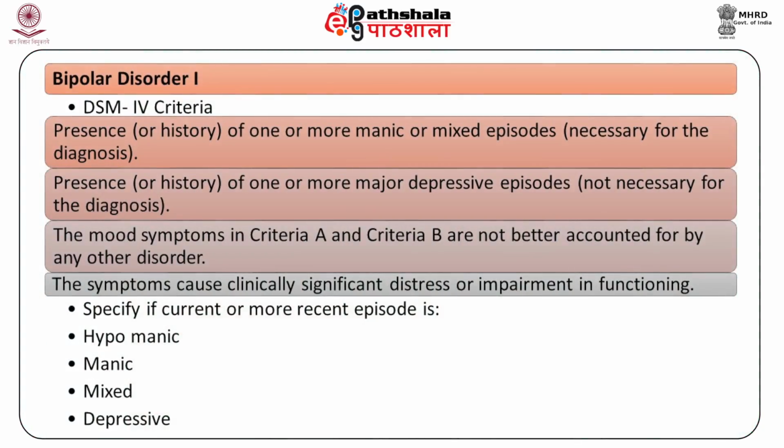First, bipolar disorder 1. DSM-4 criteria: A. Presence or history of one or more manic or mixed episodes is necessary for the diagnosis. B. Presence or history of one or more major depressive episodes is not necessary for the diagnosis. C. The mood symptoms in criteria A and criteria B are not better accounted for by any other disorders. D. The symptoms cause clinically significant distress or impairment in functioning. E. Specify if current or most recent episode is first, hypomanic; second, manic; third, mixed; fourth, depressive.